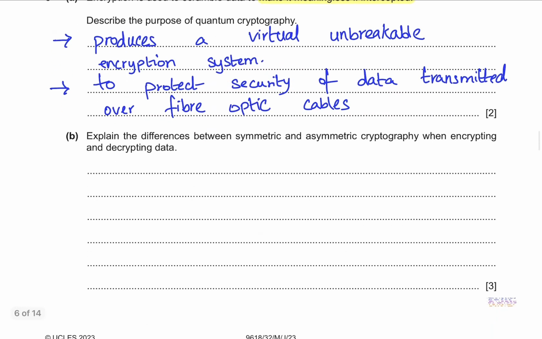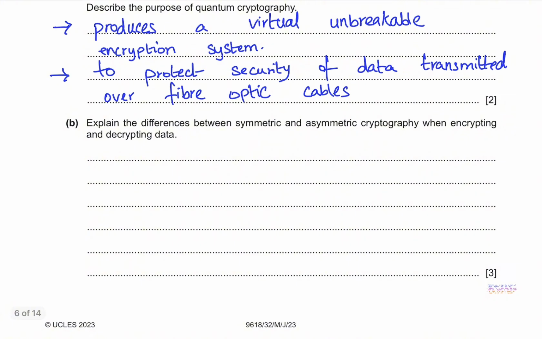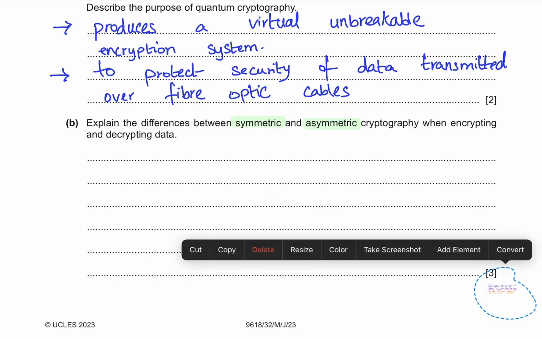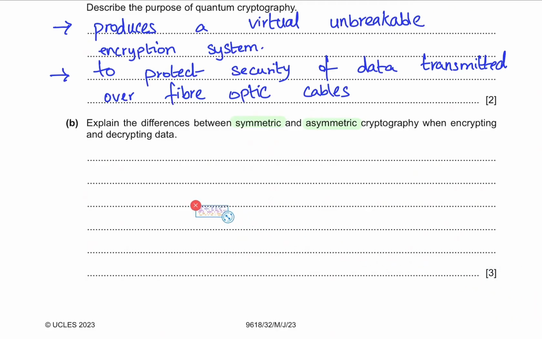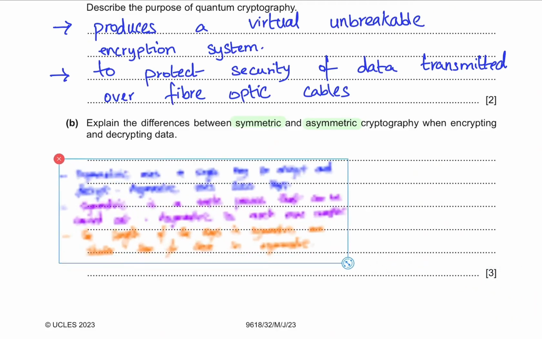Now, in the cryptography topic, you have two things. One is asymmetric and the other one is symmetric. There are two types of encryption which are used to encrypt and decrypt the data. So you have to explain the differences between both of them. For 3 marks, three differences you need to write. So I have three differences here.